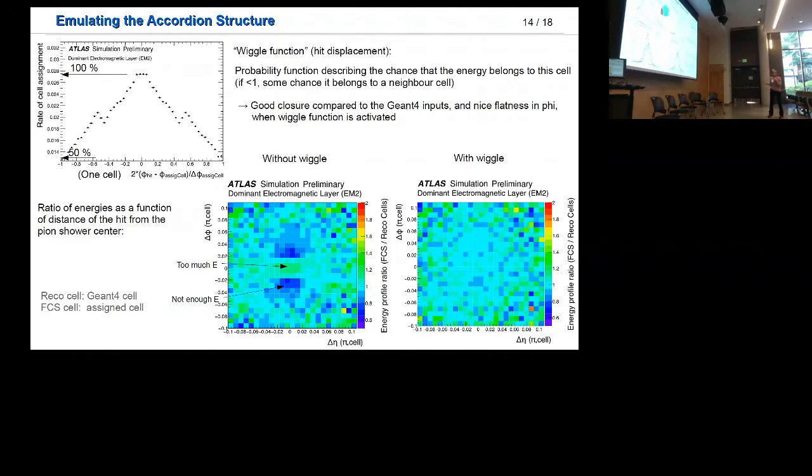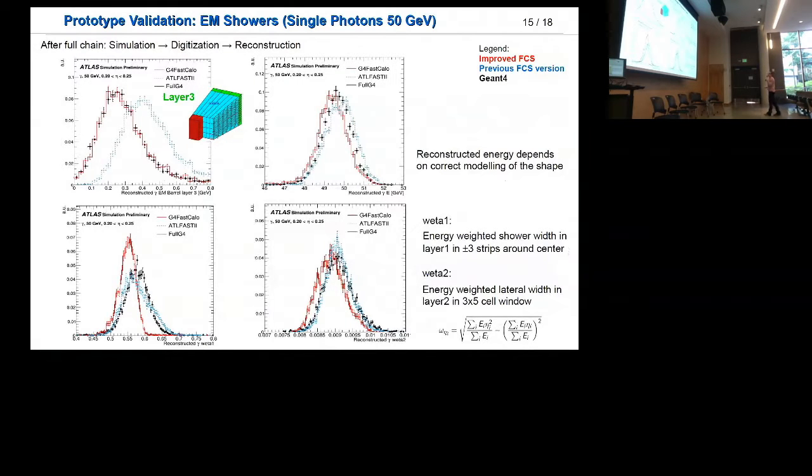Now, putting it all together, we finally have a prototype, and we only have a limited set of computations, so we cannot really compare all sorts of physics processes, but we can compare the single process. So these validation plots are done after the full chain: the simulation, digitization, and then the reconstruction. In red is this new FastCaloSim.